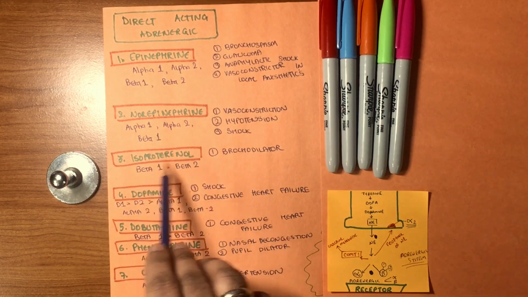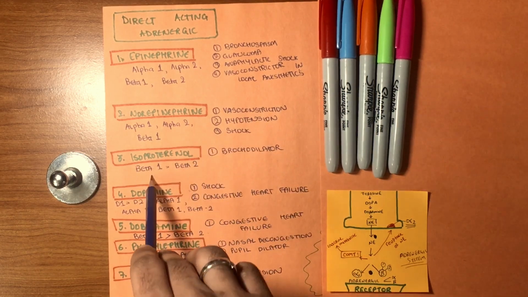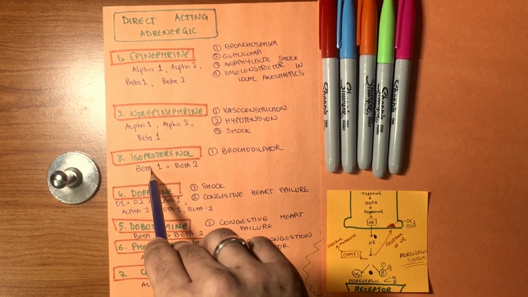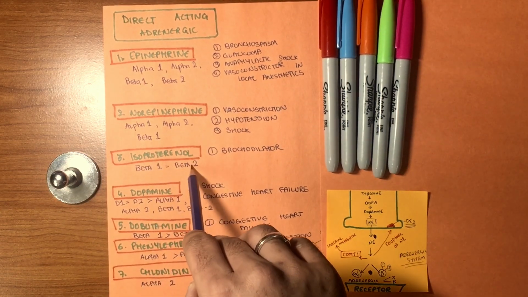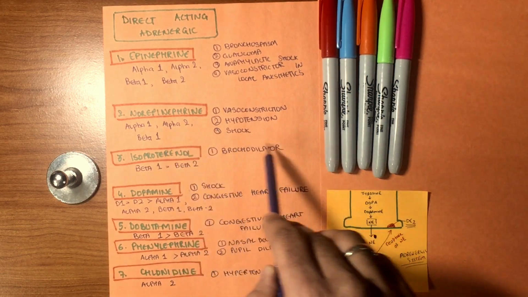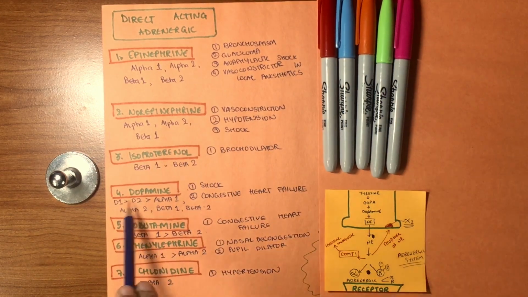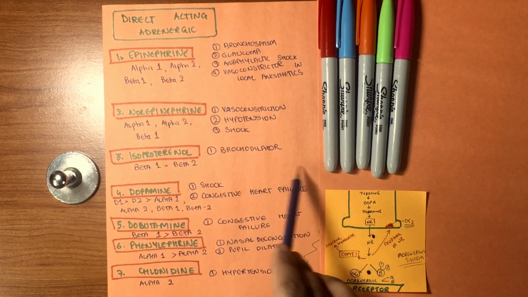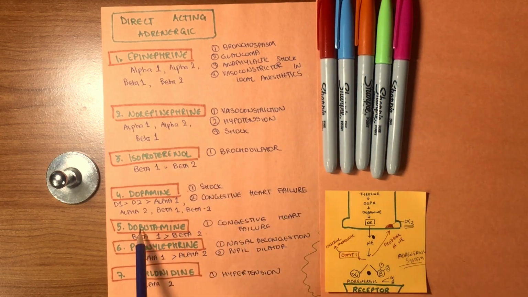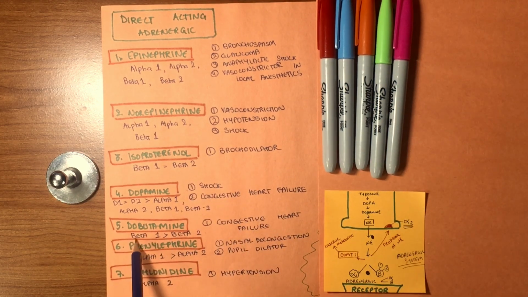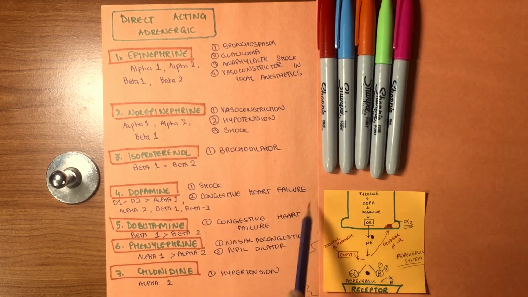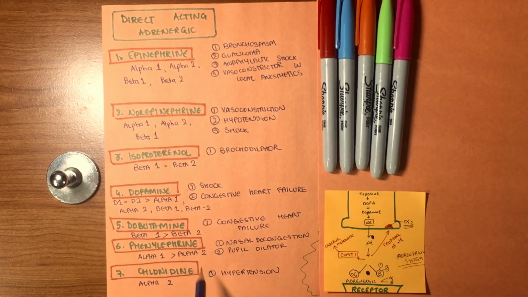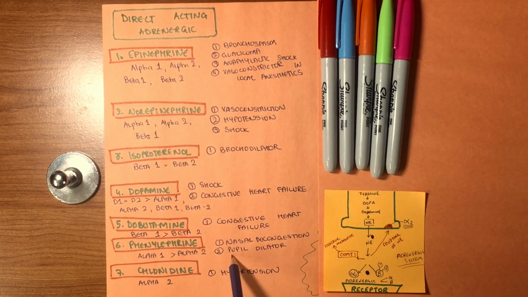Isoproterenol is a bronchodilator. Its effect on beta-1 is the same as its effect on beta-2. So heart activity with this drug and lung activity with this drug are the same. That is the uniqueness. Dopamine will act on alpha-1, alpha-2, beta-1, and beta-2 in conditions such as congestive heart failure and shock. Dobutamine will act more on beta-1 than beta-2 for congestive heart failure. Phenylephrine is used for nasal decongestion, and it stimulates alpha-1 more than alpha-2. It is also used as a pupil dilator.